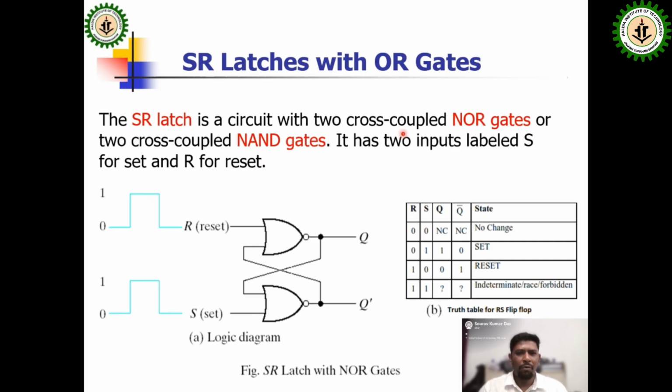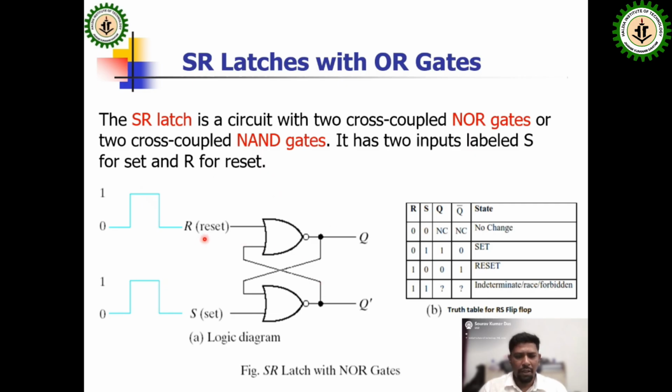Okay. Now in this figure I will show you the SR latch with NOR gate configuration. The SR latch circuit uses two cross-coupled NOR gates or two cross-coupled NAND gates. I will show you the NAND gate based configuration later. Here the two inputs are S for set and R for reset.